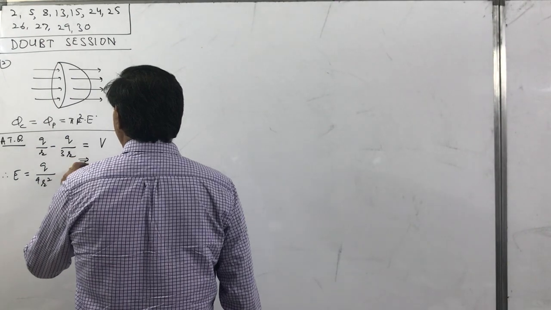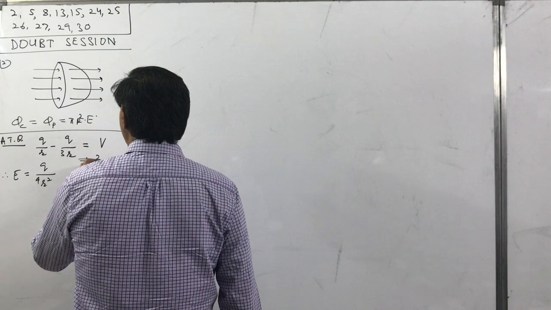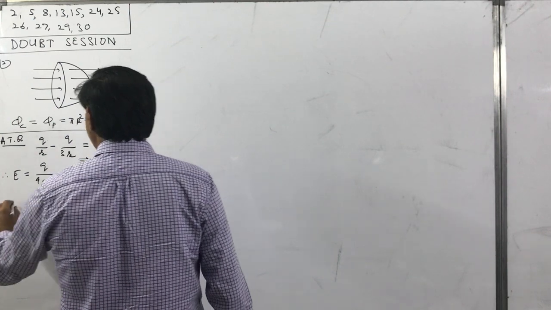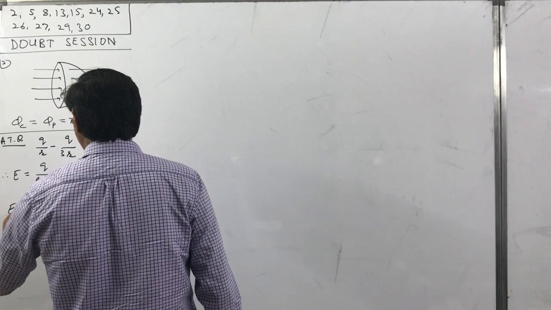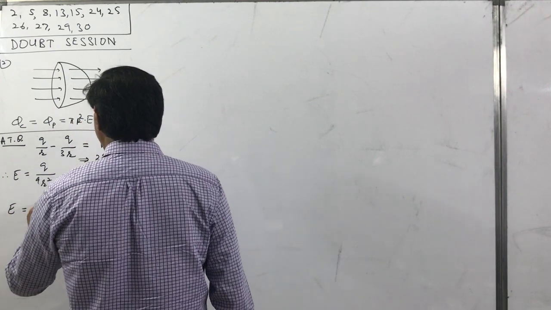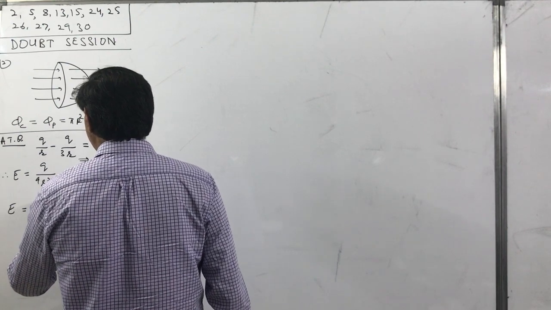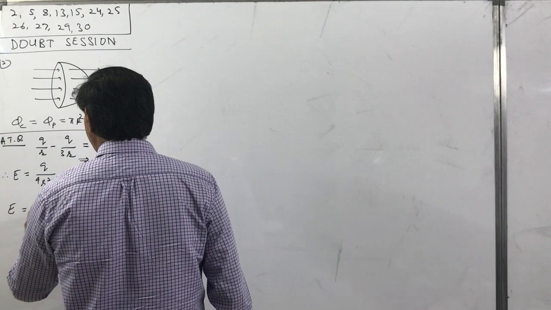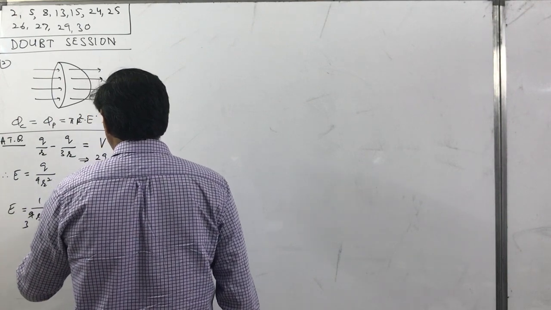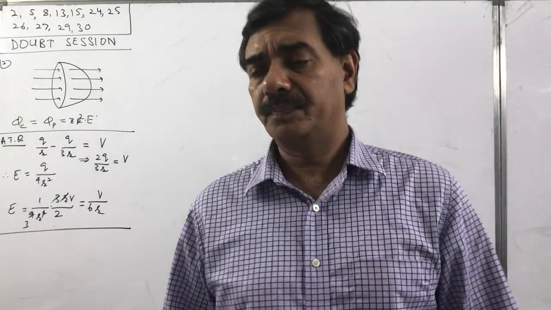This will give me, 1 minus 1 by 3 is 2 by 3. 2Q by 3R is equal to V, and the value of Q we will substitute here. The value of Q is 3RV by 2, thus giving me V by 6R. It was just a substitution, direct questioning.